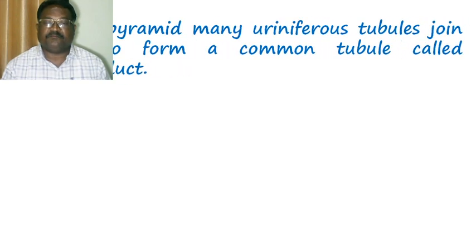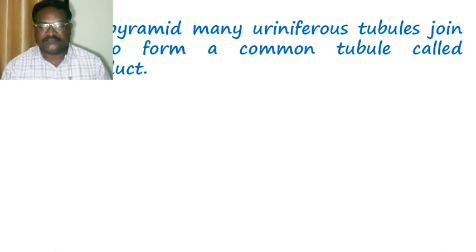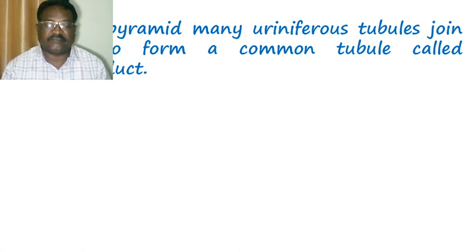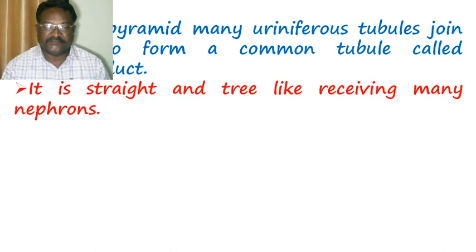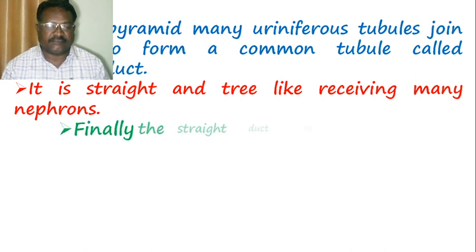In each pyramid many uriniferous tubules join together to form a common tubule called the collecting duct. It means all the nephrons open into a single tube, and that tube is called the collecting duct. Urine, the excretory product, is collected from the duct. It is straight and tree-like, receiving many nephrons. The nephrons deliver the collected urine to the collecting duct.